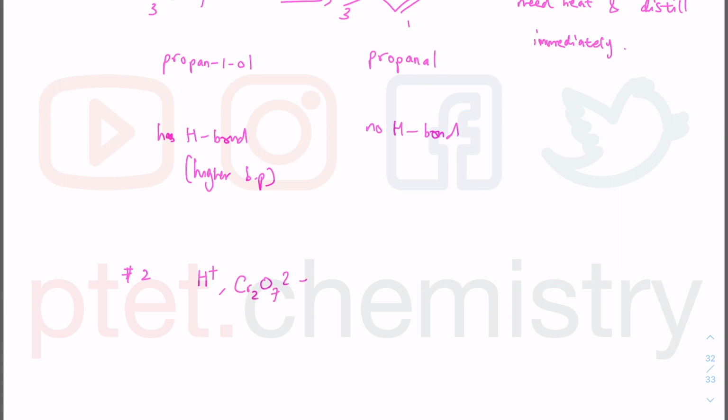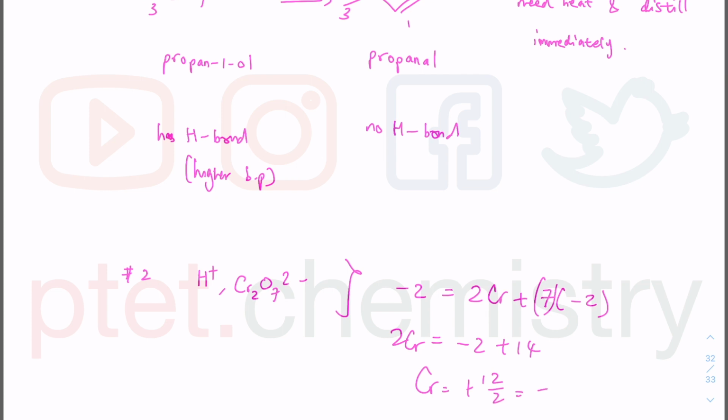I always write the ion form instead of writing the K2Cr2O7. If you want to, you can write that. But from this ion form, I hope you can see that the charge of the ion is -2. You have 2 chromium plus 7 times -2 for the oxygen. And then you get 2 chromium equal to -2 plus 14. Chromium equal to plus 12 divided by 2. There's going to be plus 6.